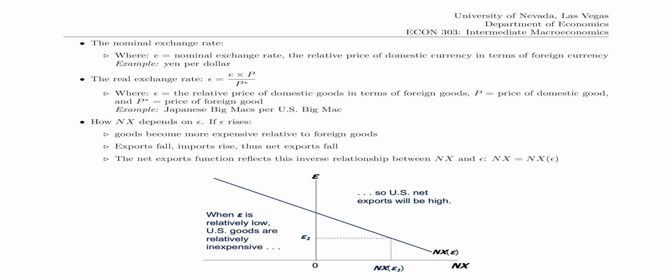Real exchange rate epsilon equals E times P over P star. Net exports depend negatively on epsilon. If epsilon rises, domestic goods become more expensive and NX falls.